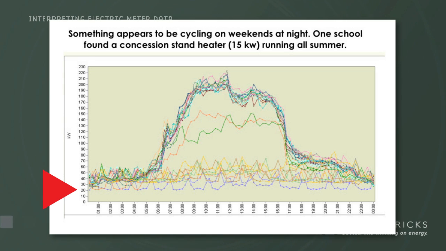Somebody had cranked the thermostat up in this concession stand all the way as high as it would go, and even though it was a summer, at night the concession stand would turn on and heat it up to almost 100 degrees inside the concession stand until it turned off again. Accidental changes like this would be easy to recognize as an issue or a problem.